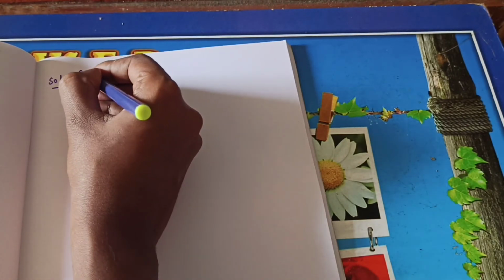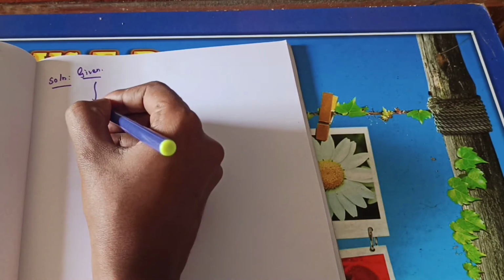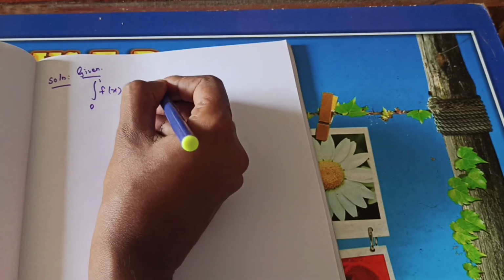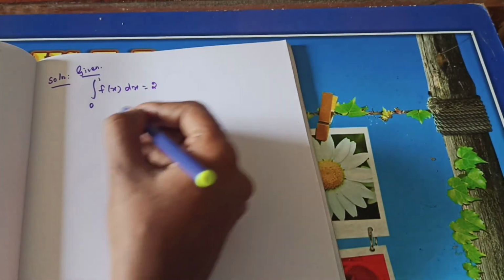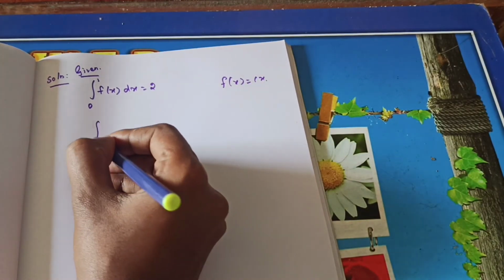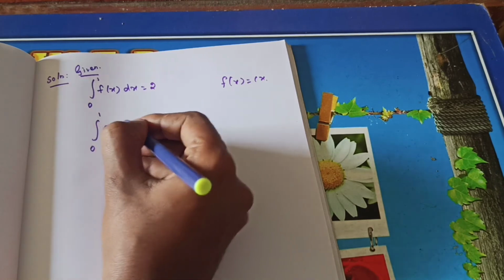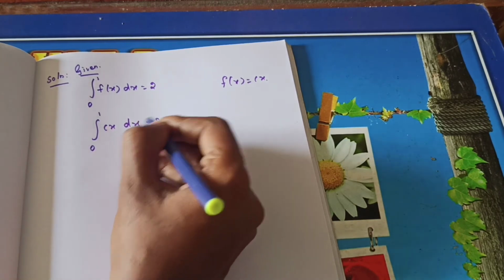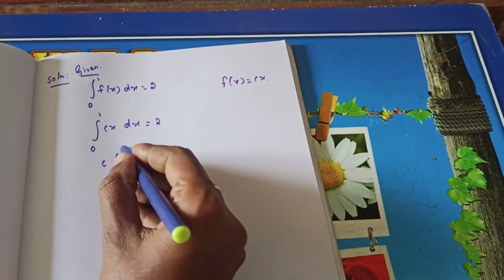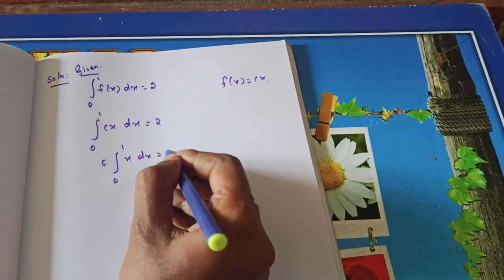Integral of 0 to 1 f of x dx, the value is given as 2. You know f of x is equal to cx. Now apply f of x as cx: integral of cx dx is equal to 2. C is a constant, is it right? So you can take it outside, and the balance is integral of 0 to 1 x dx is equal to 2.